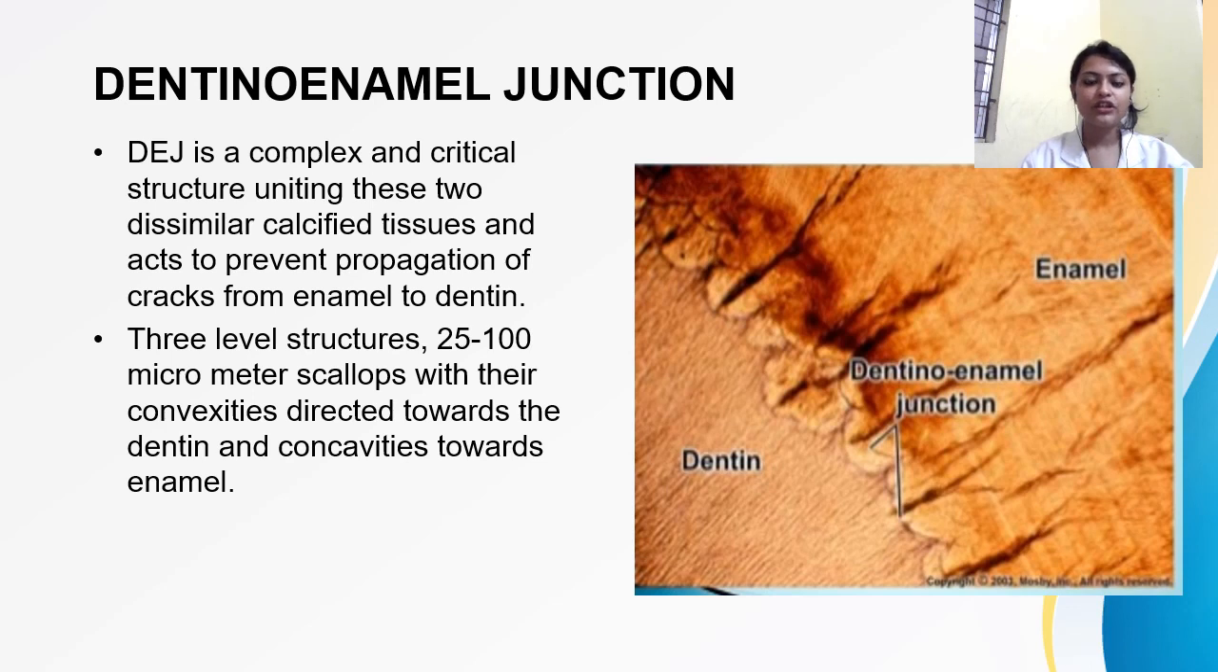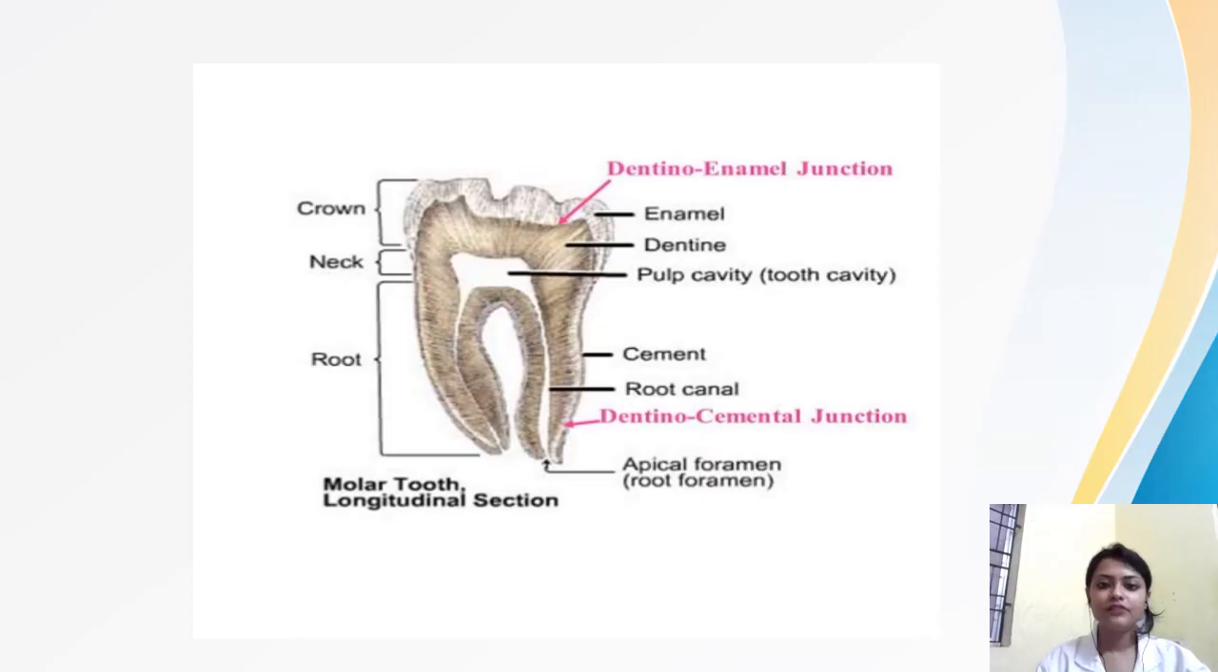It is a 3-level structure of 25 to 100 micrometers, scallops with their convexities directed towards the dentin and concavities towards the enamel. So the scalloping structure that we draw in the dentin-enamel junction is nothing but to prevent these two dissimilar tissues from getting cracks or breaks. And this is a picture of a tooth where we can see the dentino-enamel junction and the dentino-cemental junction.